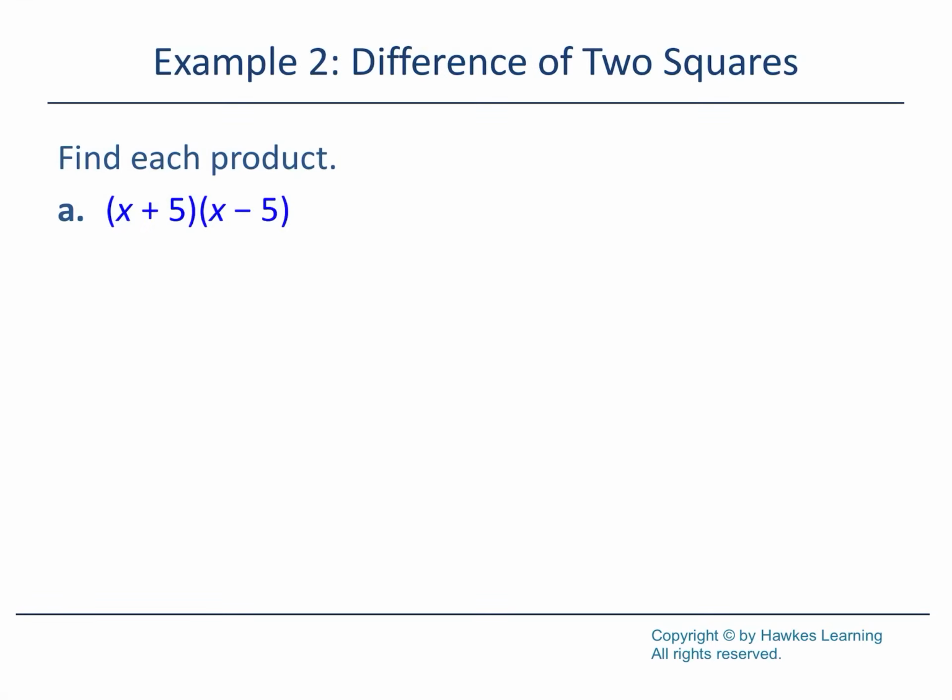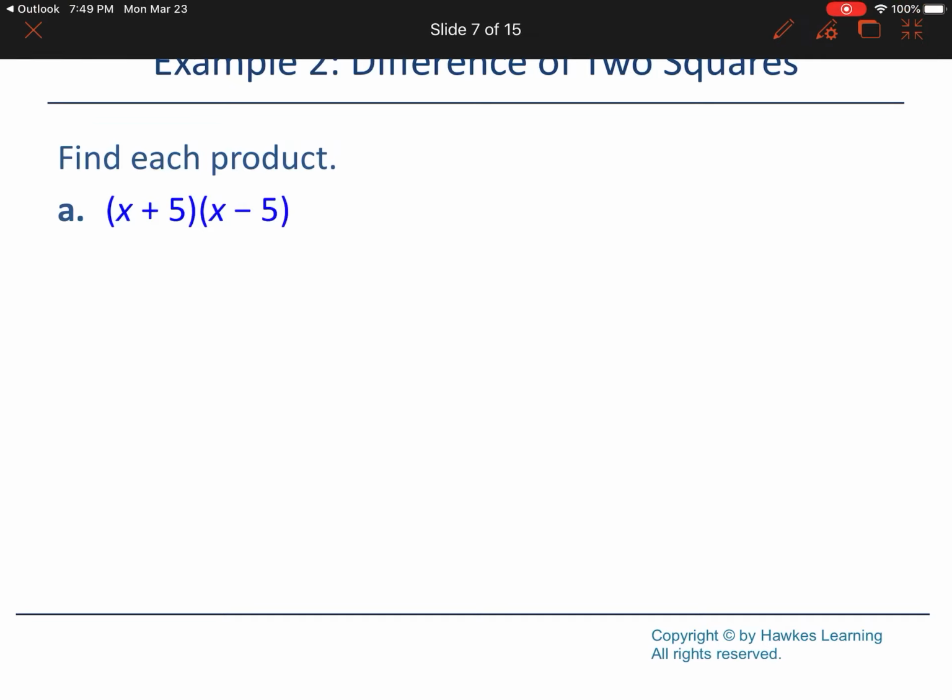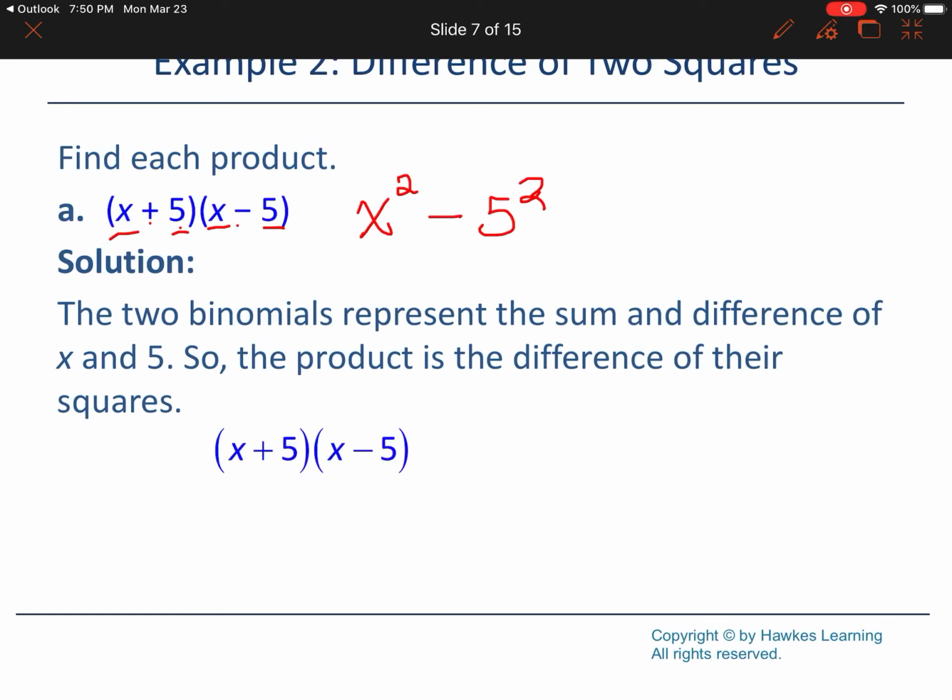All right, so when we notice that we have to do some multiplying, and we notice that this is a sum and difference, right? So x and 5, there's a sum, there's the difference. So that means that we don't have to do it the long way. We can take the first term squared, which would be x squared, minus the second term squared, which would be 5 squared. And that will give it for us. Now, we wouldn't leave it like that. We want to simplify it so we get x squared minus 25.